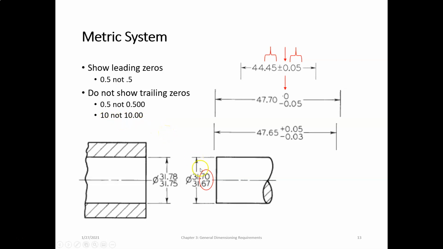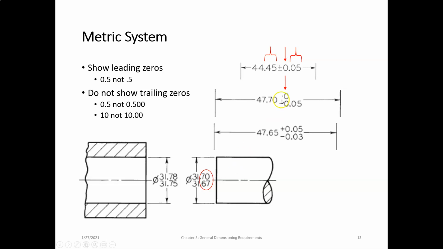Right? There's a couple of rule breakers with the metric system. So when we have limit dimensions like this example right here, the 37.70 and a 31.67, when we have limit dimensions, we want to balance the number of decimal places. So because we have 2 decimal places here, we need to have 2 decimal places here, which means in this case, we're breaking the rule for not showing trailing zeros, and we're including the trailing zero here.